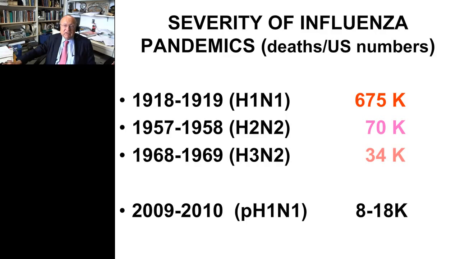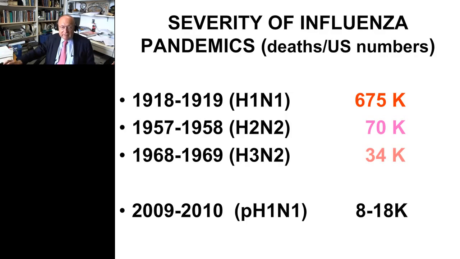In 1957, this was a much milder one. This was the appearance of the H2, with about 70,000 deaths. The H3 was even milder in 1968, and the 2009 pandemic was yet even milder than that. So this is quite important in terms of the different influenza viruses.